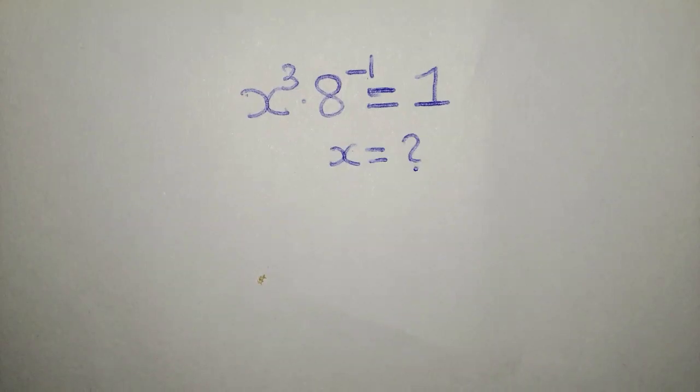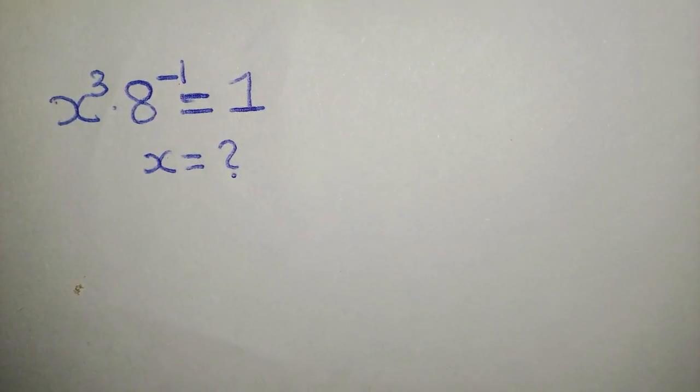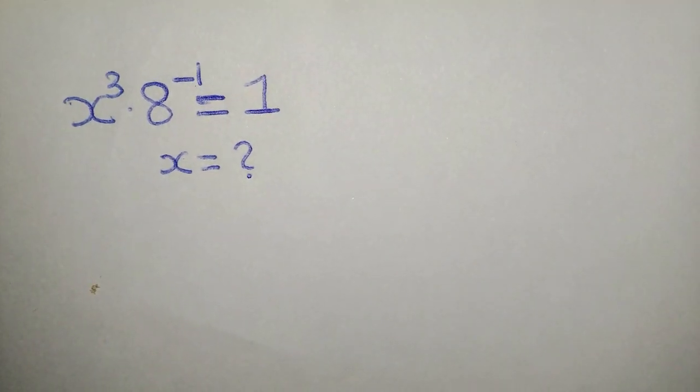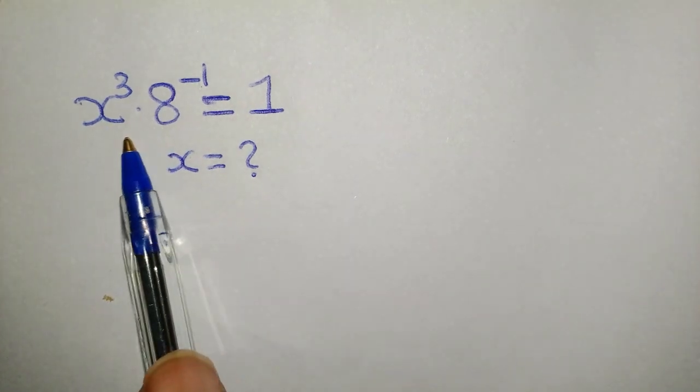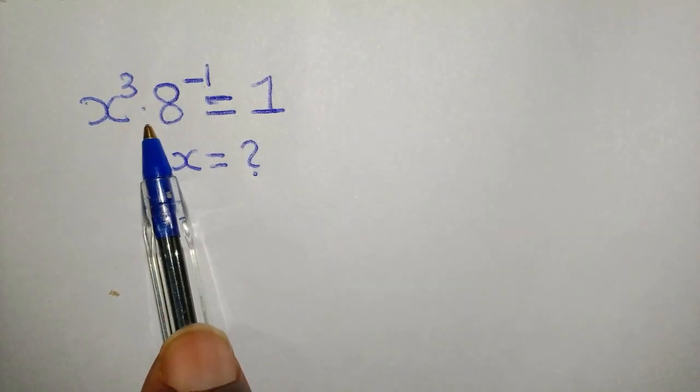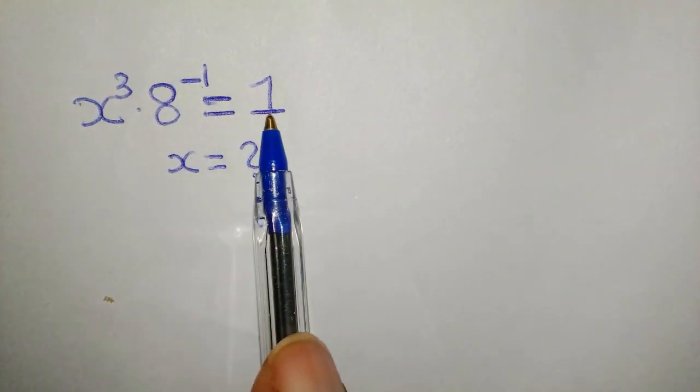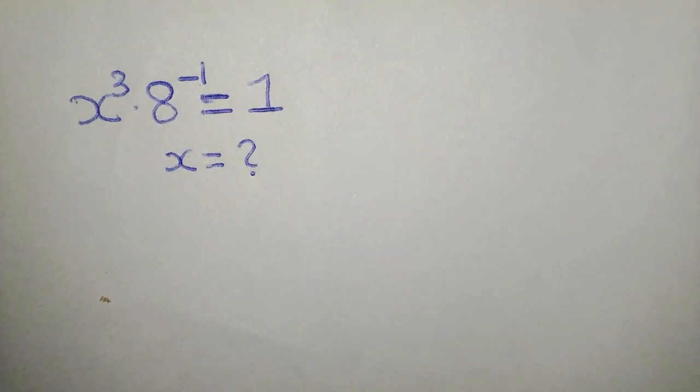Let's provide a solution to this question. Question reads: x to the power of 3 times 8 to the power of minus 1 equals 1. What is the possible value for x?